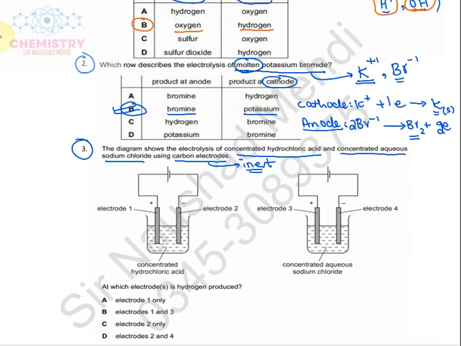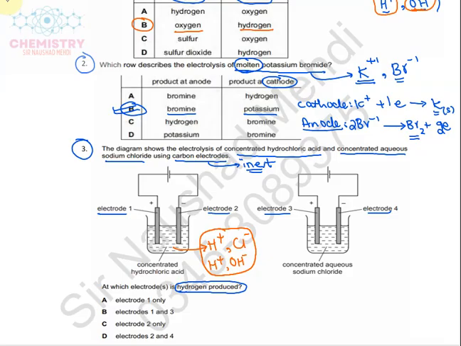Now they are asking you at which electrode is hydrogen produced. So there are 4 electrodes given to you, 1, 2, 3 and 4, and you have to identify at which electrode the hydrogen gas will be produced. So first of all you have to identify the ions. What ions are present in your electrolyte? In the concentrated hydrochloric acid, you will have 2 ions from the hydrochloric acid, which are H plus and Cl minus. And since it is concentrated, water is also present, and from water you will get H plus and OH minus. So these 4 ions are present in your first electrolyte.